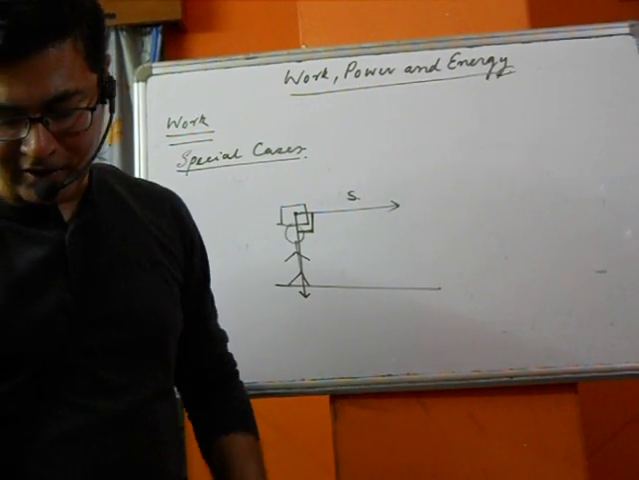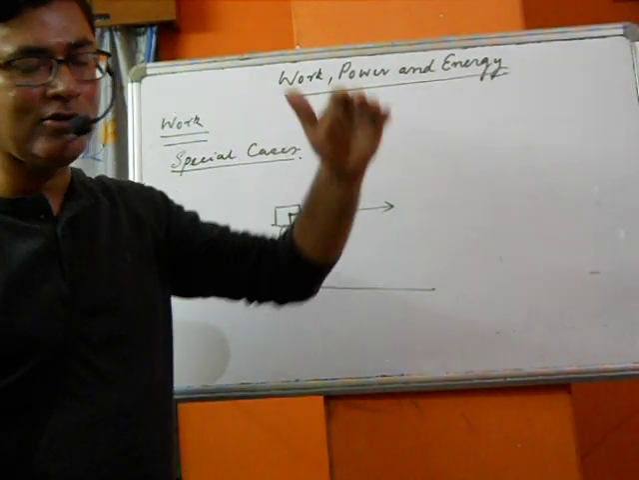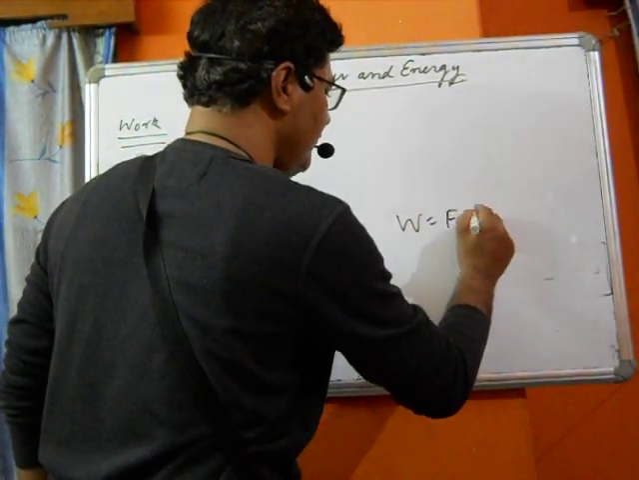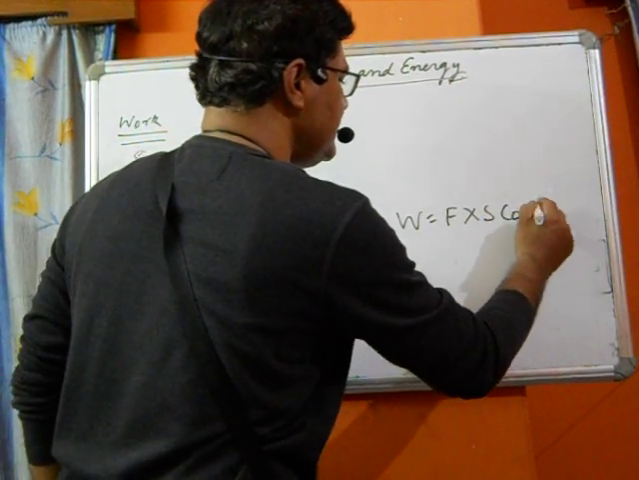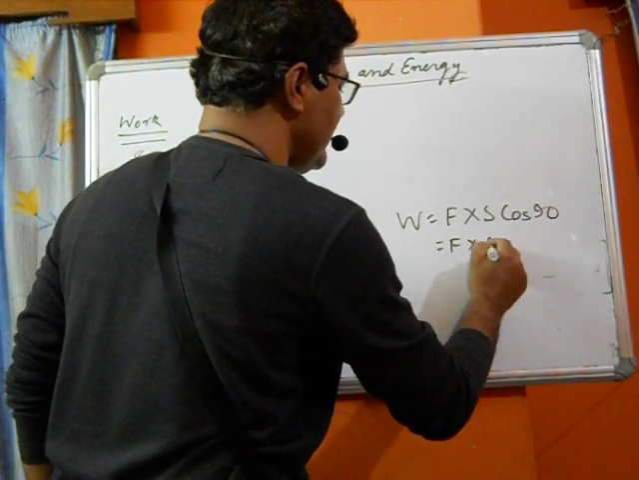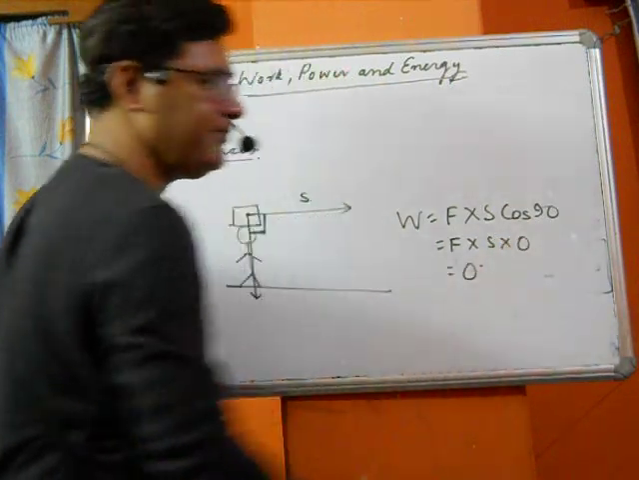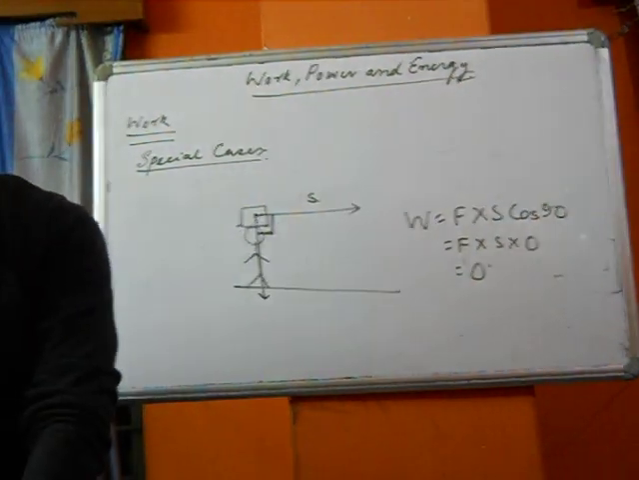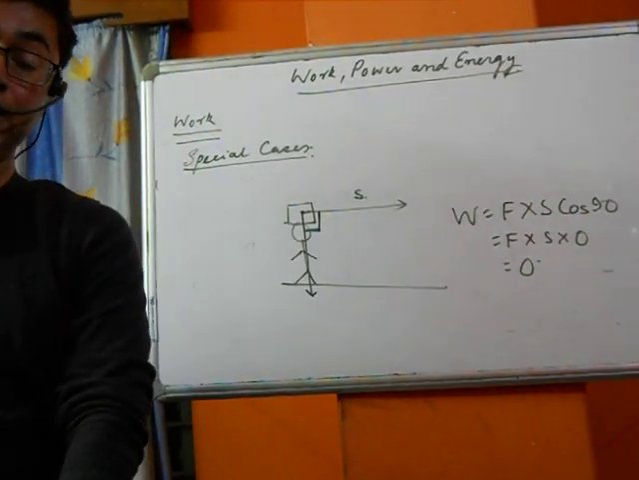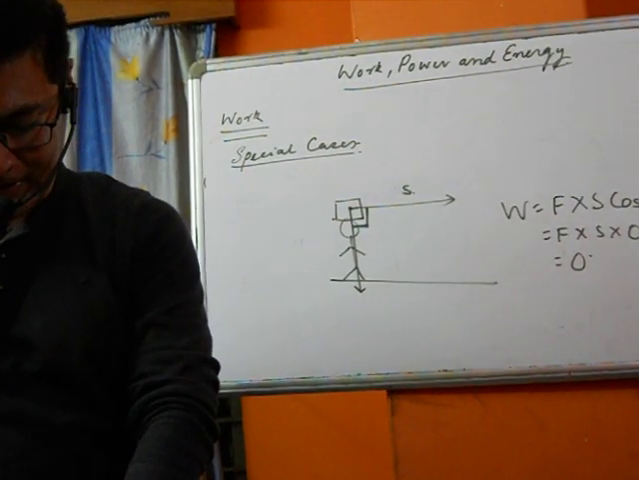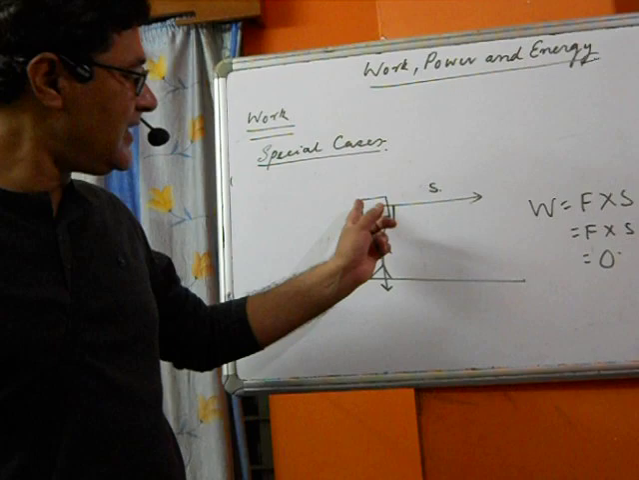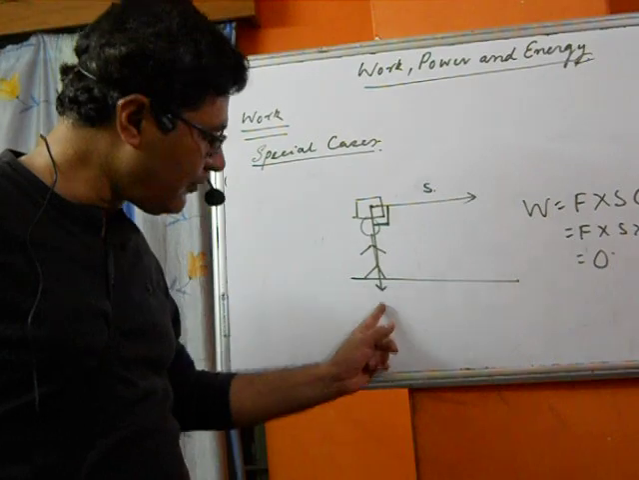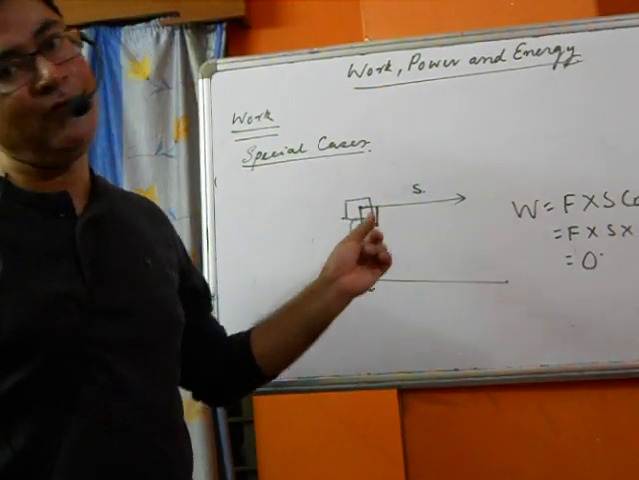So when a coolie moves horizontally while carrying a load, the angle between the force and displacement is 90 degrees, so work done is how much? W equals F into S cos 90. That means F into S into 0, that is, work done is 0. So whenever a coolie is carrying a load horizontally, there is no work done against the force of gravity. Please remember, there is no work done against the force of gravity because the displacement of the load is normal to the direction of the force. Normal means 90 degrees to the direction of force.